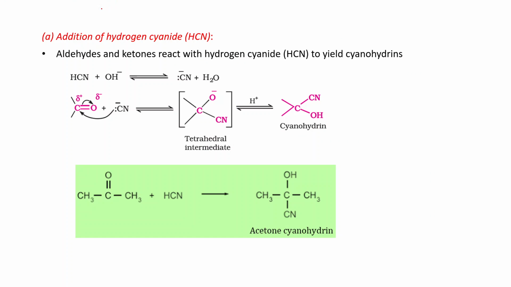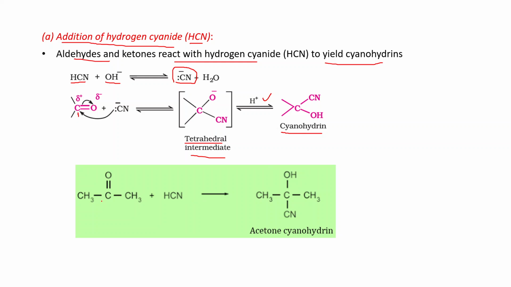Now, addition of hydrogen cyanide (HCN). Aldehydes and ketones react with hydrogen cyanide to yield cyanohydrins. This is HCN in the presence of OH minus ion. This will give the nucleophile CN minus. This nucleophile attacks the carbonyl carbon, and we will get this tetrahedral intermediate. Then this will capture H plus and convert into cyanohydrin.